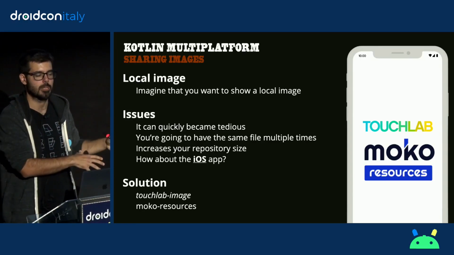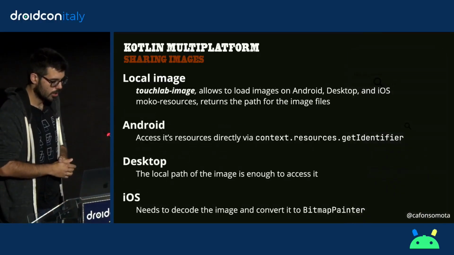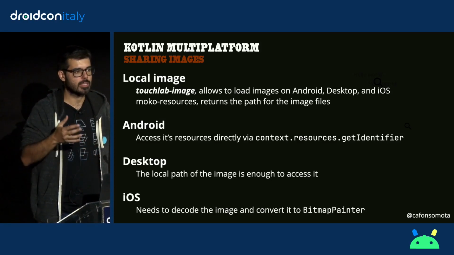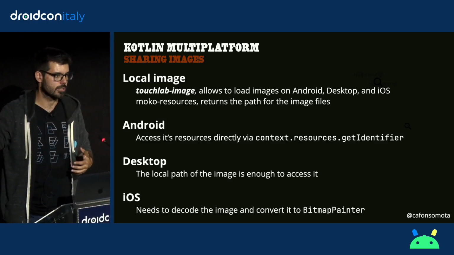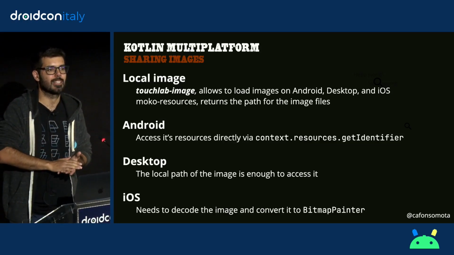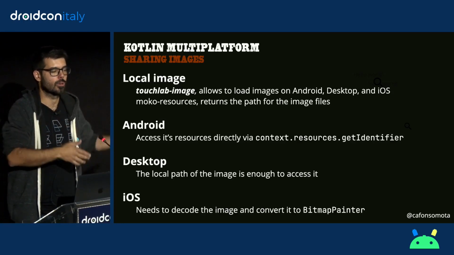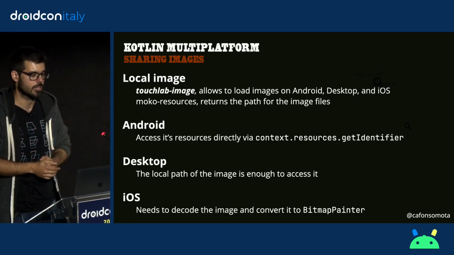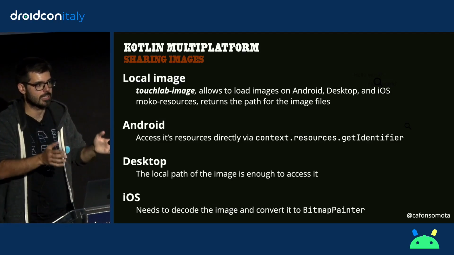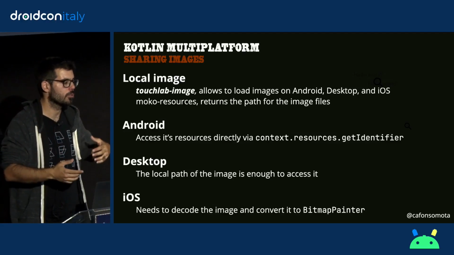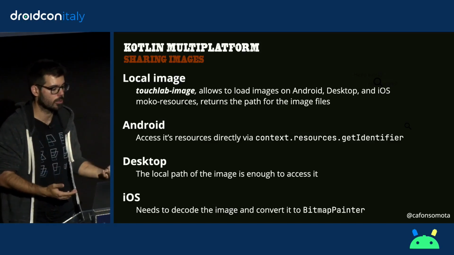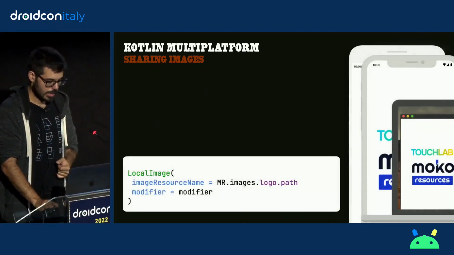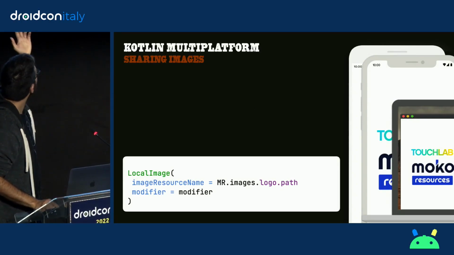So the solution for this is the TouchLab image library and to use Moko resources. So basically, we're going to use the TouchLab image to load images for Android, desktop, and iOS. And we're going to access these images that are on our common main via Moko resources. So Moko resources allow us to give a path, and we're going to send that path to the TouchLab image library, and it's going to load the images. So if you want to have local images on Android, on the back end, it's going to use the context resource get identifier. The desktop translates this path and just uses it as a path to load an image. For iOS, you need to decode it. You're going to use UIKit, and you're going to use UIImage to load that byte content. And instead of having an image, you're going to have a bitmap painter that you can use. So in the end, if you want to load a local image, you just need to call local image, and you have it for free.